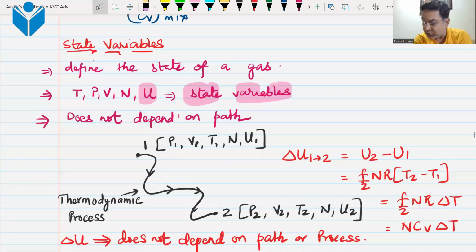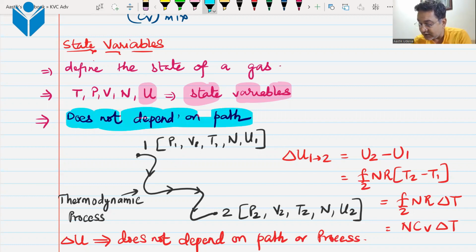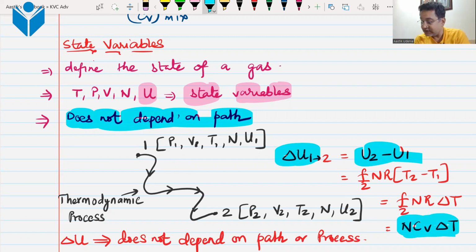Now comes the most important aspect: state variables. They define the state of the gas. State variables do not depend on path. Oh, new research. For any thermodynamic process, the change in internal energy remains the same, my dear friend. It is nCv delta T. State variables: delta U does not depend on path or process.